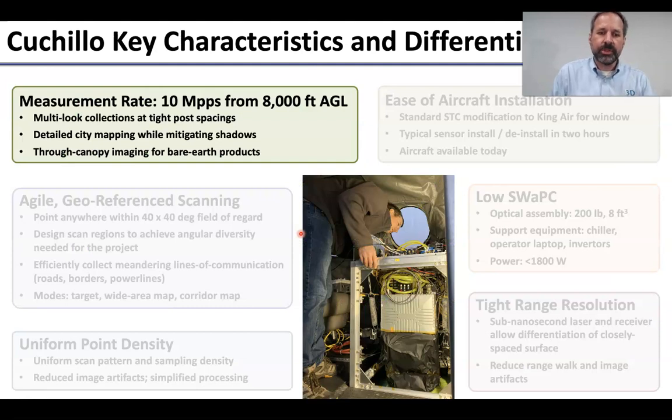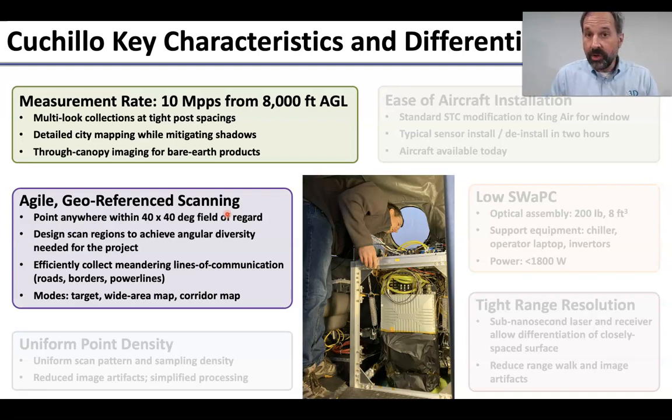Let me talk you through some of the key characteristics and differentiators of the Cuchillo LiDAR system. First of all, the measurement rate. We're very proud of these high measurement rates in the Geiger-mode LiDAR community. This particular system, with the lasers that we have and the aperture and so on, a good number to work with is about 10 million points per second from about 8,000 feet, looking at typical scenes with vegetation and some urban areas. Those high measurement rates, as I alluded before, allow us to do multi-look collections at high post spacings. We can do detailed city mapping. We can do through canopy imaging.